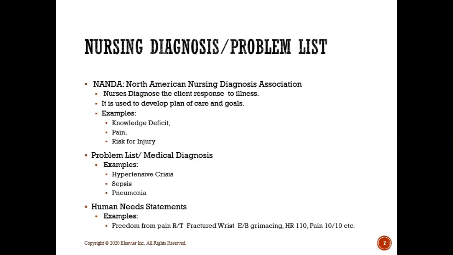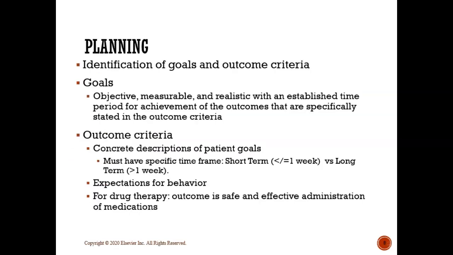The next step would be planning. So, as you know, planning consists of two things, right? You have your goal. What is it that you want to achieve for your patient? Make sure that that goal is measurable. It needs to be realistic for that patient, for the current situation, because not everything will be the same for every patient, even if you have the same problem. So it needs to be objective, measurable, and realistic within the established time frame that you stated for your outcome criteria. So what do you mean by objective or measurable and realistic?